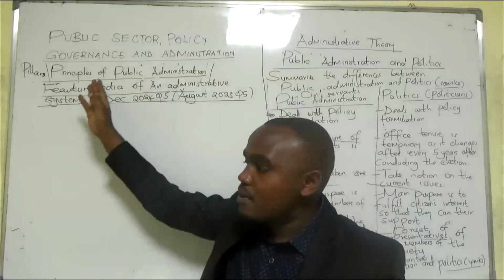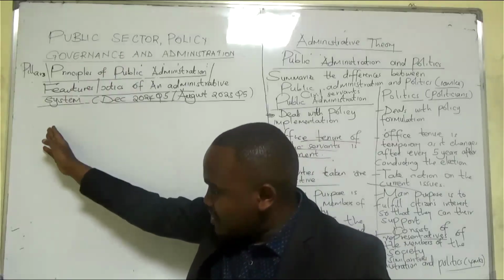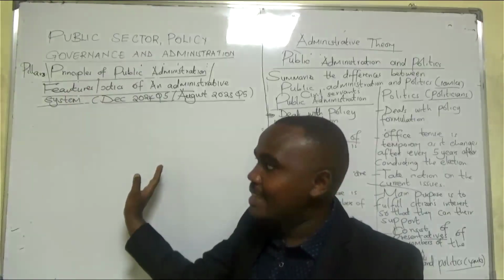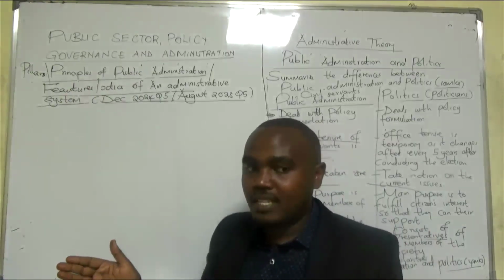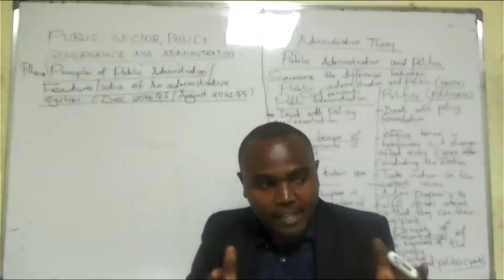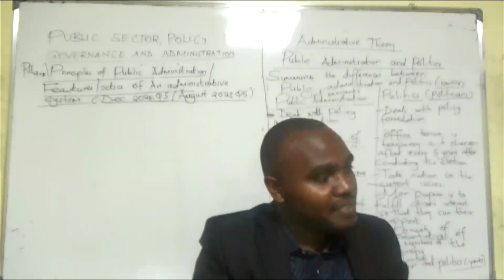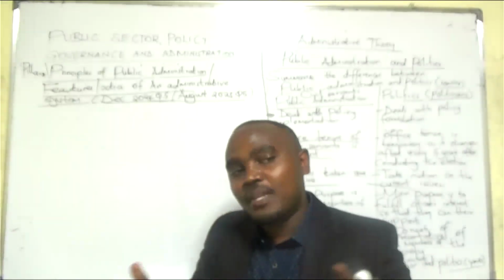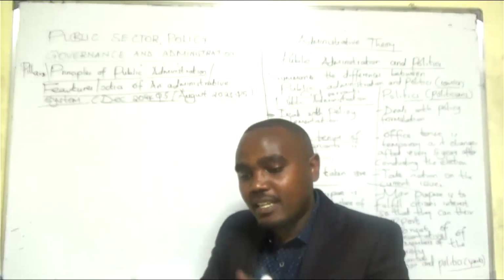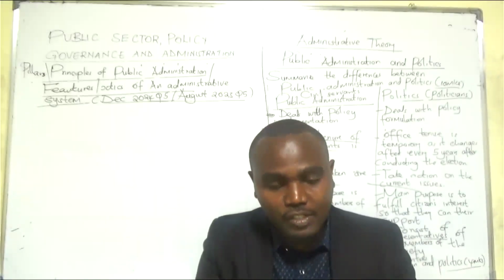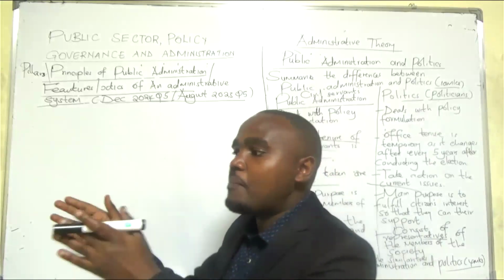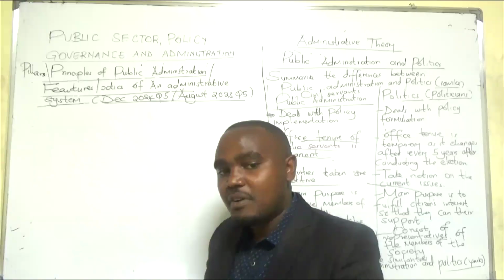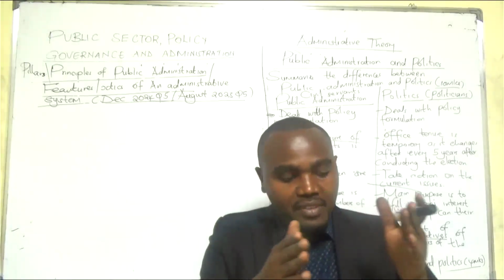This system of rules and regulations that is managing public affairs, that is what we mean by administration. What is public administration? It is a system of rules and regulations over a certain jurisdiction that deals with the execution of a public policy. What is a public policy? It is the action that the government takes to solve the issues affecting the citizens.